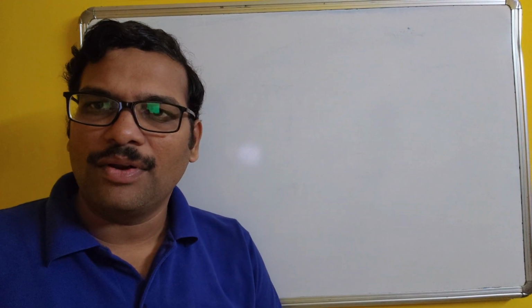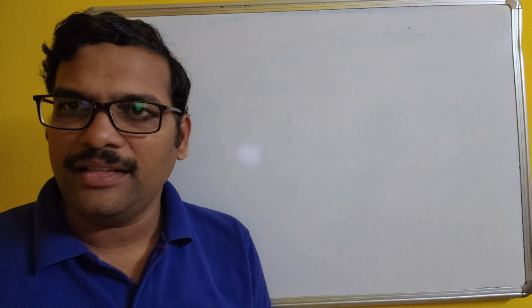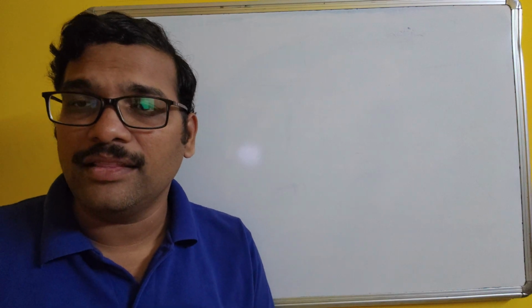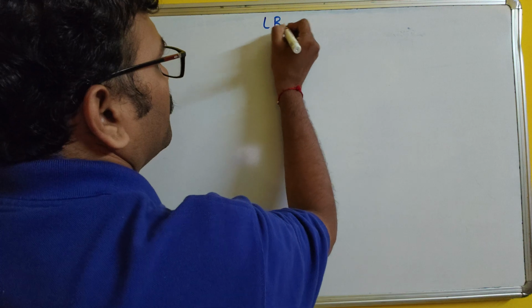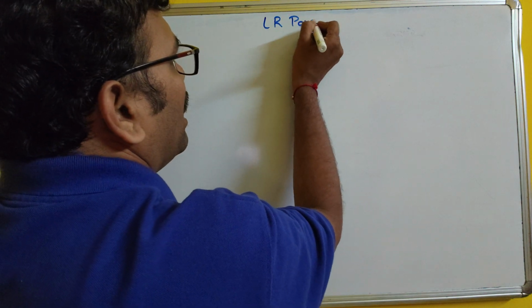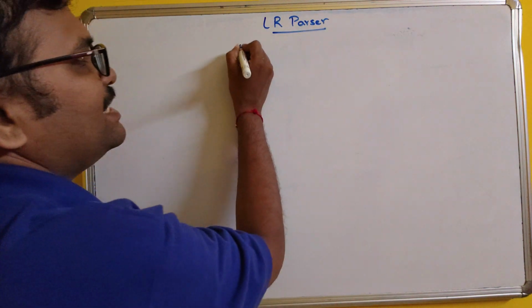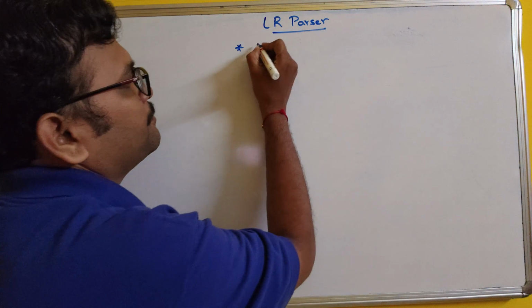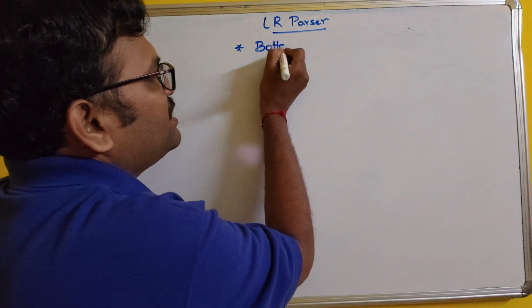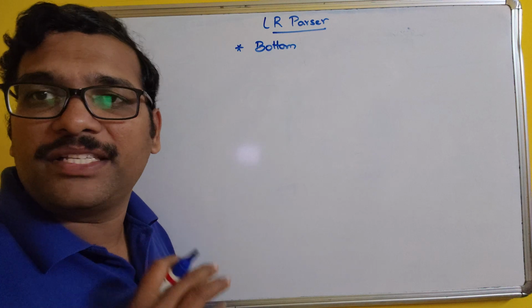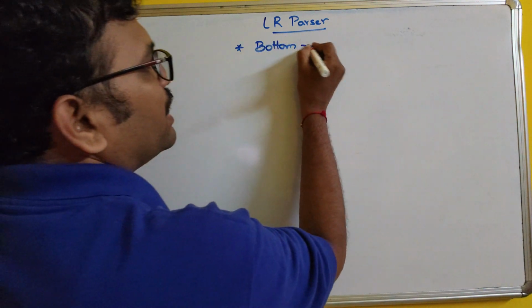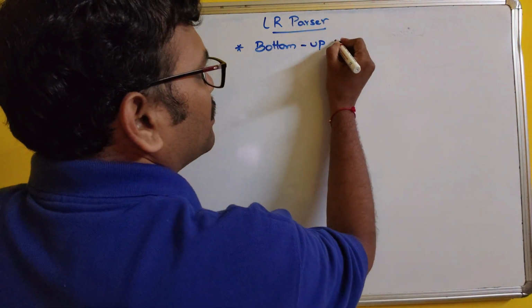So today we'll see one more concept in compiler design, that too in bottom-up parsing, that is the LR parser. This is a category of bottom-up parsing. In our previous session we saw one category of bottom-up parsing, the operator precedence parser. Now we are seeing the LR parser.